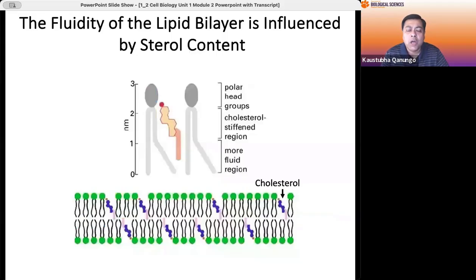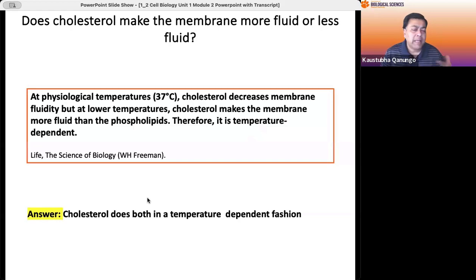All right. So here, sterol content can influence the fluidity of the membrane. And again, not any specific question, but this is a very unique thing: cholesterol makes the membrane more fluid or less fluid, which it does in a temperature dependent fashion. So at physiological temperature, cholesterol decreases the membrane fluidity, but at lower temperature, it makes the membrane more fluid than the phospholipid would be, so that it doesn't freeze. Therefore, it is temperature dependent. So this is a very, very unique molecule and has a huge role in membrane fluidity control.